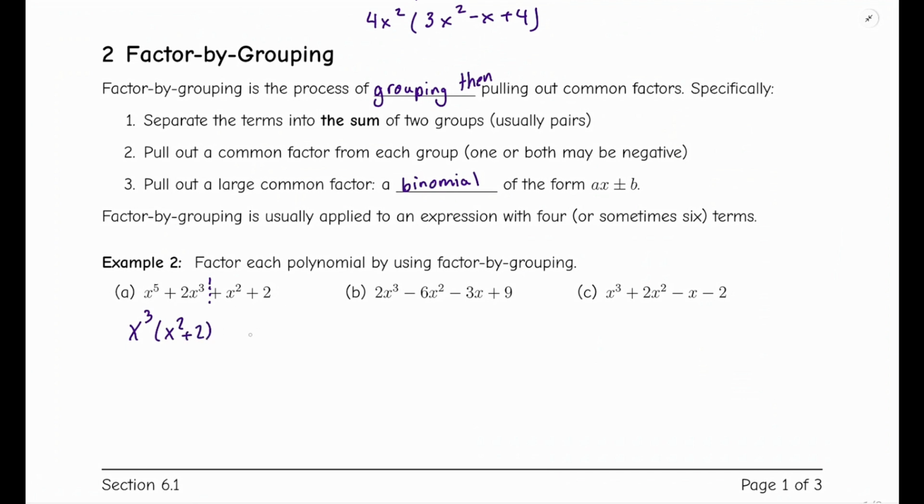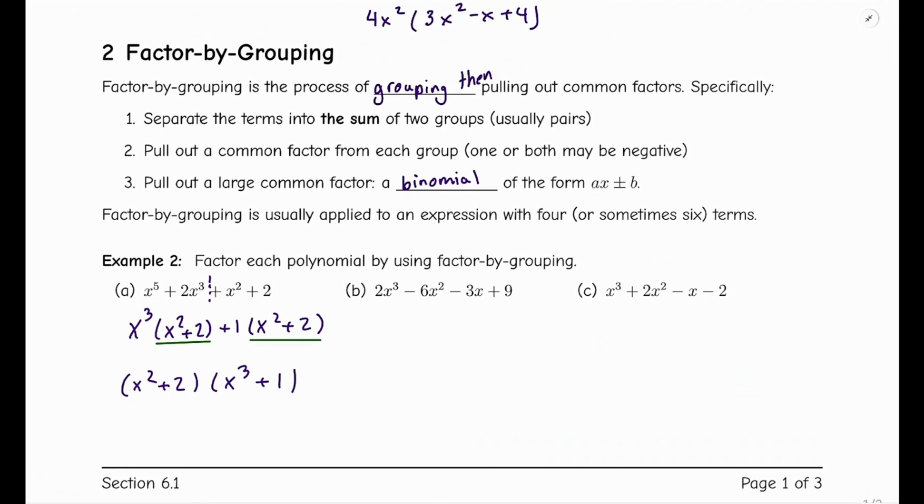The second two terms have nothing in common. When the two terms have nothing in common, you can still factor a 1 out, which is what I'm going to do. And I'm left with x squared plus 2. Now, this is the factor by grouping part that these two pieces have to match. If you can't get these two pieces to match, that just implies that it's not factorable. But in this case, they do match, so I can factor out the x squared plus 2. And we're left with x cubed plus 1.